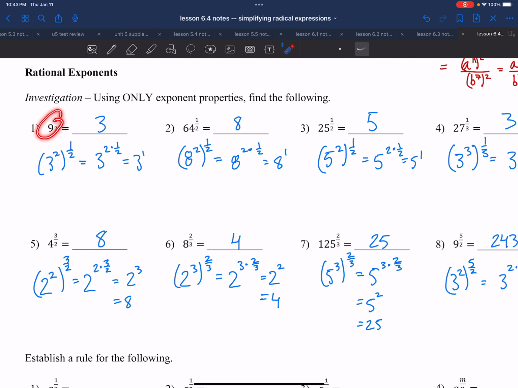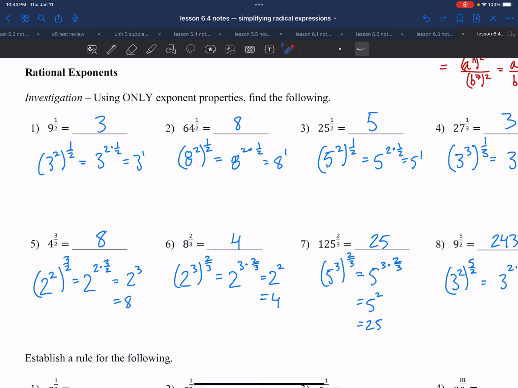You have a 9, and you're doing something to it, and you're getting 3. You have a 64, you raise it to a power of a half, you're getting 8. You've got a 25, you raise it to a power of a half, and you get 5.